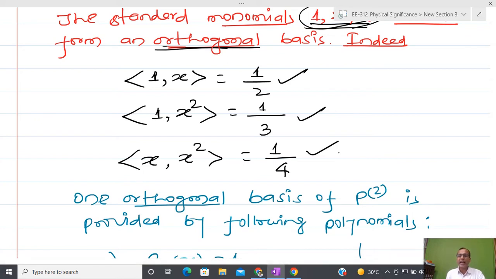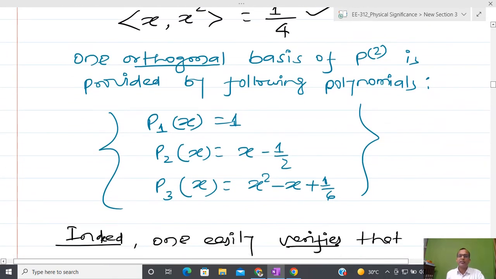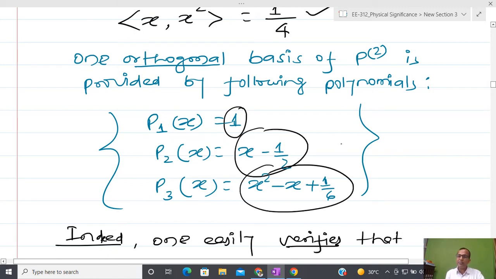If you are trying to find an orthogonal basis, then you have to do something here. Without doing anything yet, I am assuming that I am going to express the same quadratic function using another set of elements, and those elements are also orthogonal. How to construct those elements, we will see in an algorithm. Before seeing the algorithm, suppose that in an arbitrary way I have selected these three elements: 1, x minus 1/2, and x squared minus x plus 1/6. Now I am going to represent every quadratic polynomial using these three vectors.